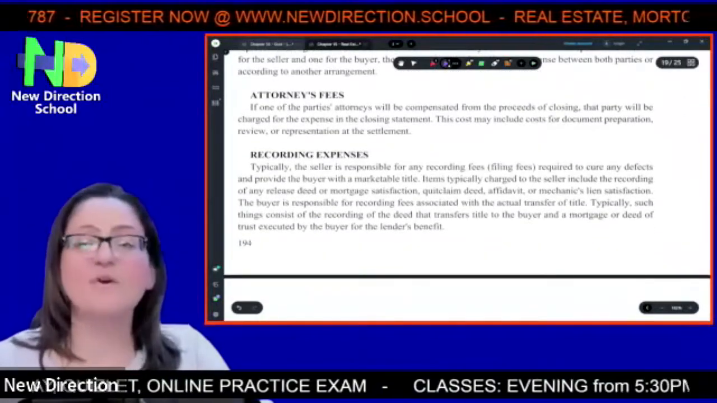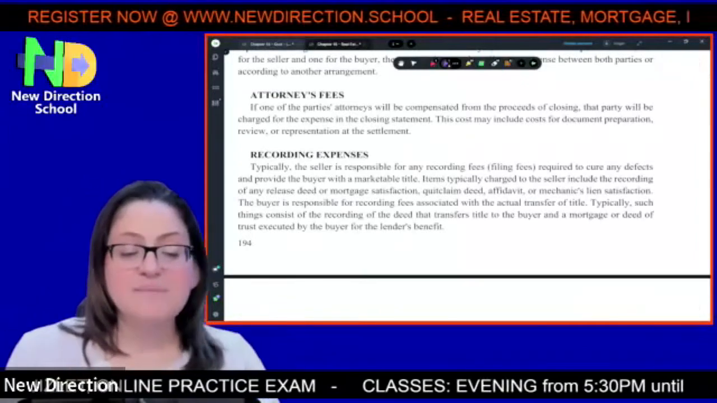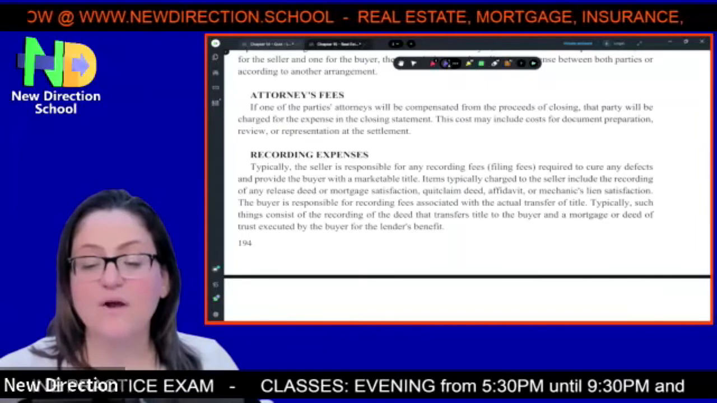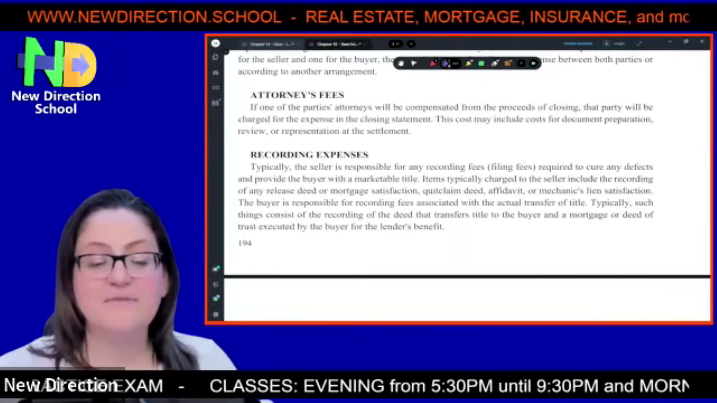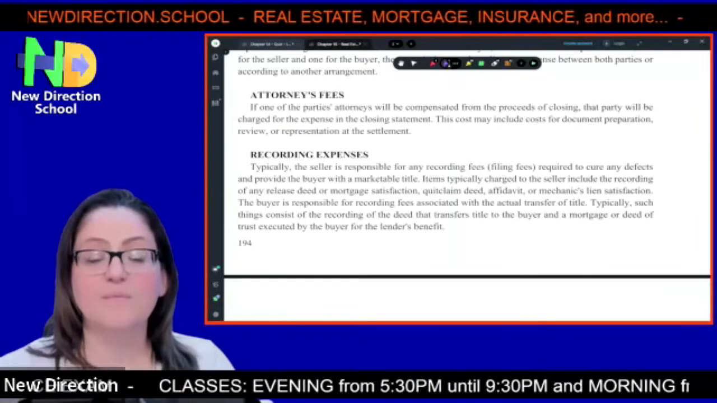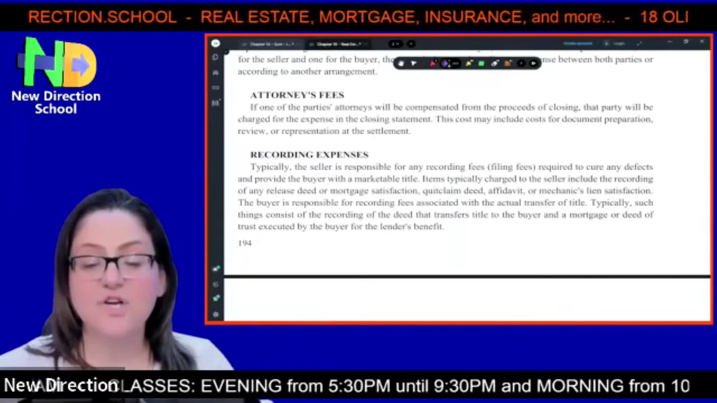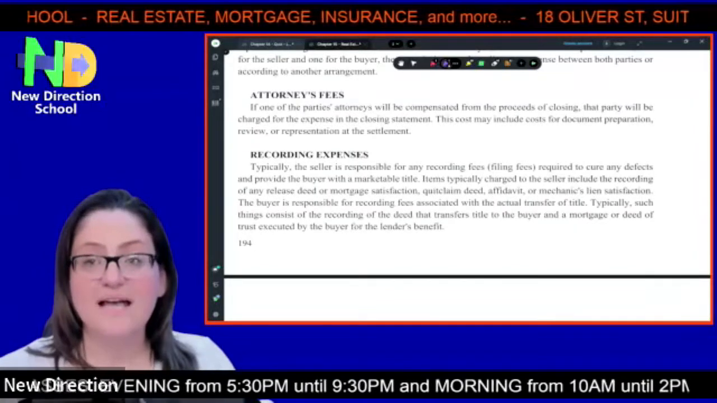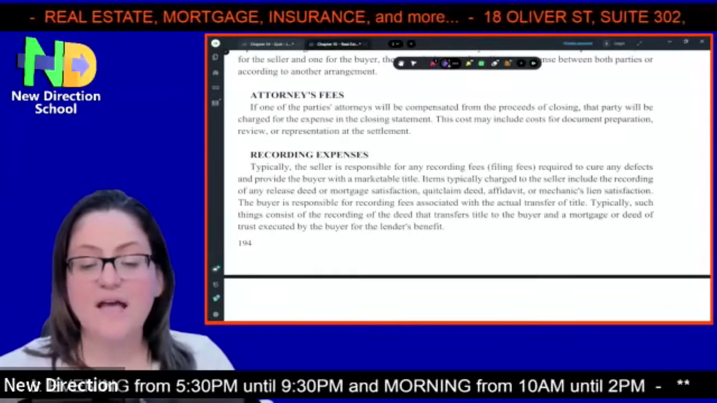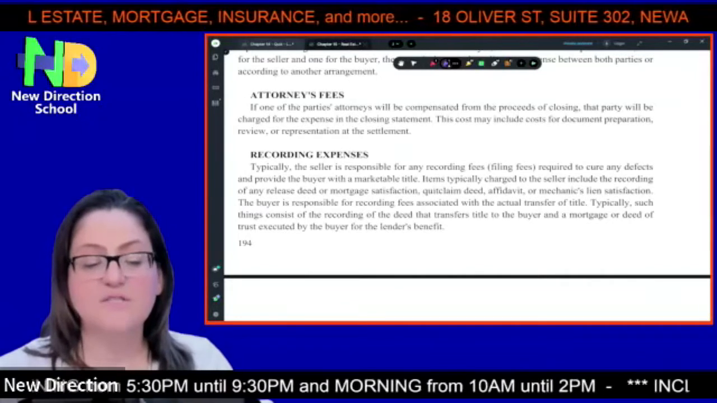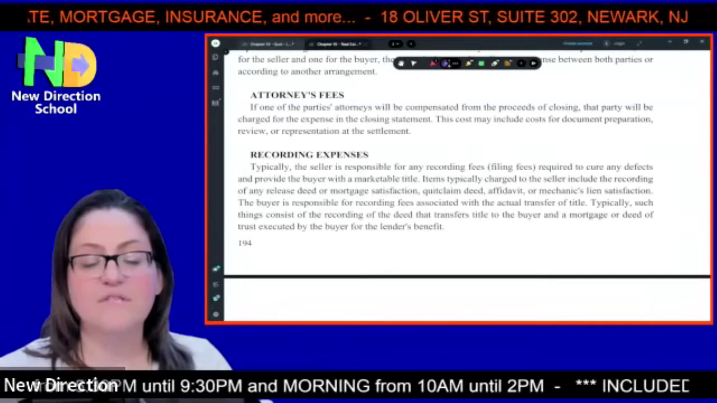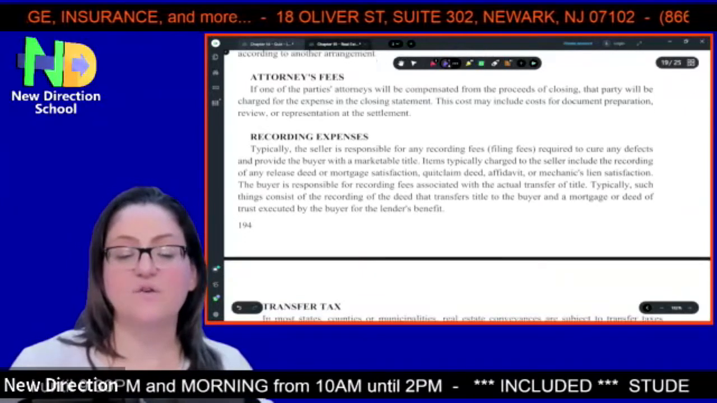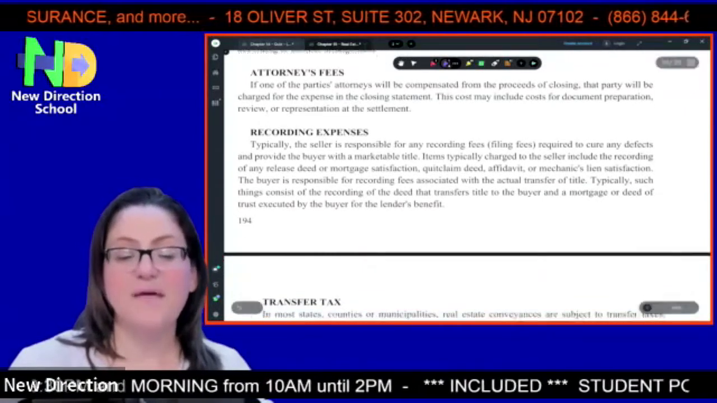Now, we also have recording expenses. Typically, the seller is responsible for any recording fees and filing fees required to cure any defects, to provide the buyer with a marketable title. Items typically charged to the seller include the recording of any release deed or mortgage satisfaction associated with the actual transfer of title. Typically, such things consist of recording of the deed that transfers title to the buyer and the mortgage or deed of trust executed by the buyer for the lender's benefit.